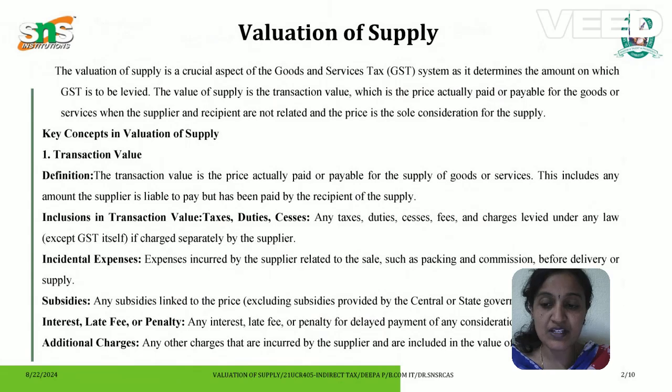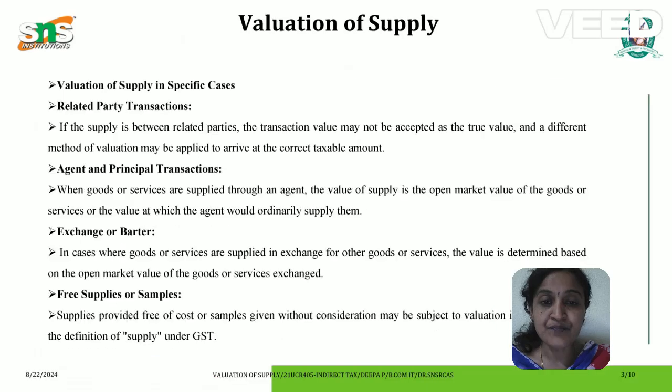Inclusions in the transaction value: any taxes, duties, cess, fees, and charges levied under any law. Incidental expenses incurred by the supplier related to the sale, such as packing and commission before delivery or supply. Any interest, late fee, or penalty for delayed payment of any consideration for any supply. The next one is valuation of supply in specific cases.